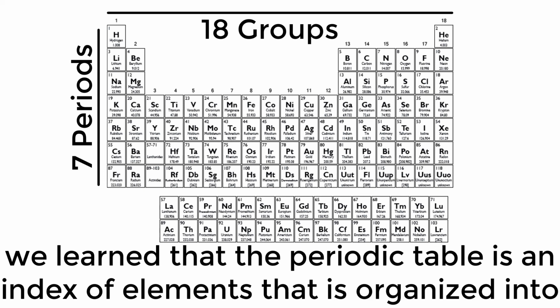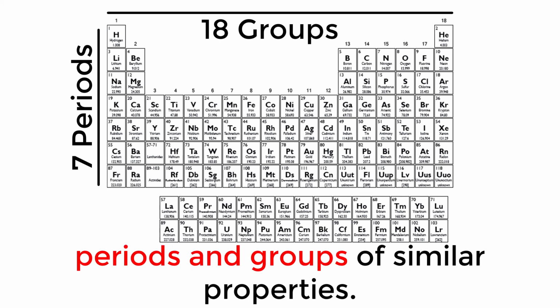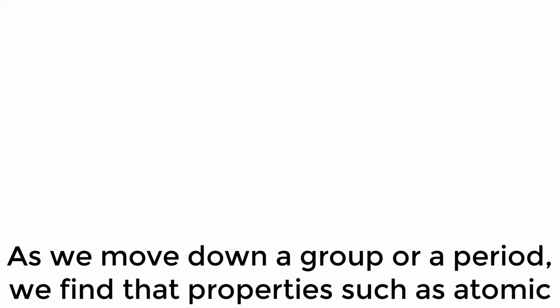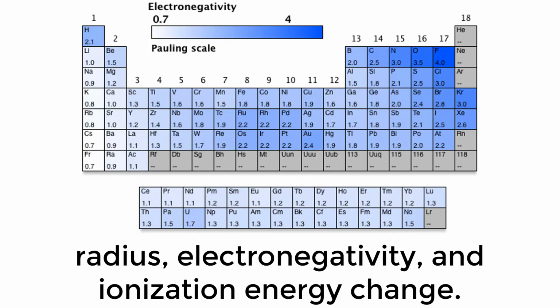So to recap, we learned that the periodic table is an index of elements that is organized into periods and groups of similar properties. As we move down a group or period, we find that properties such as atomic radius, electronegativity, and ionization energy change.